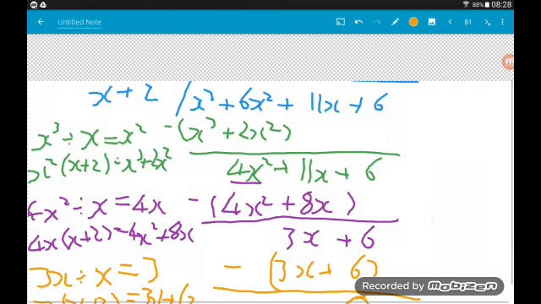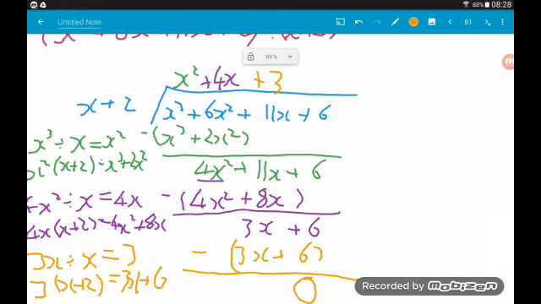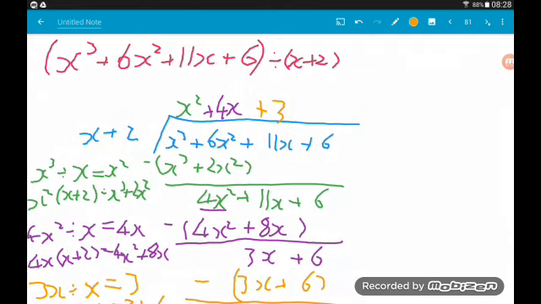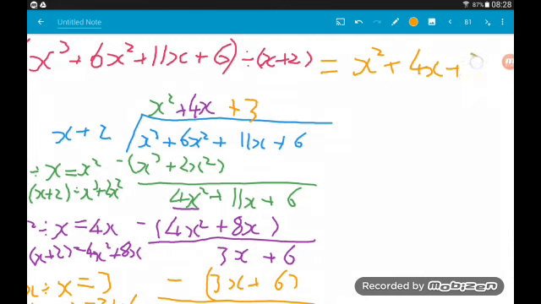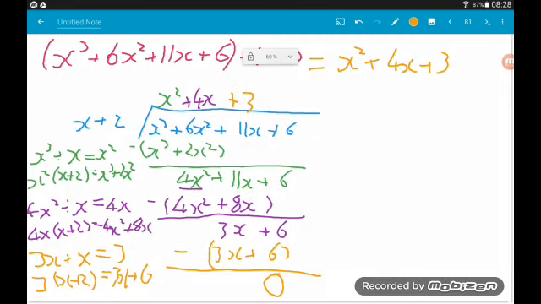So the answer: x cubed plus 6x squared plus 11x plus 6 divided by x plus 2 is this quadratic, x squared plus 4x plus 3 on the end, like that. There's no remainder, so that means x plus 2 is a factor of the cubic. Good times.